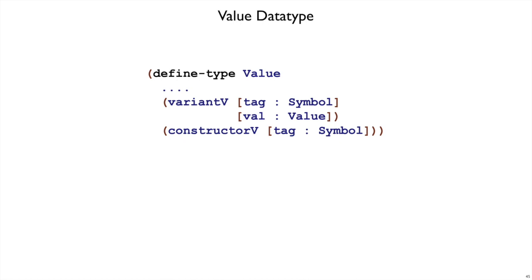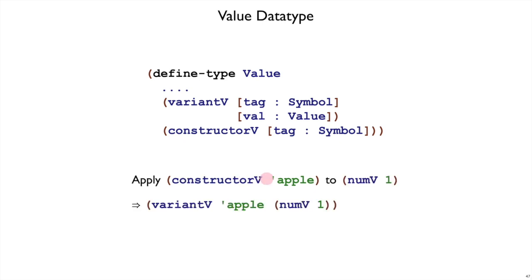To implement curly with let type, our examples show that we needed two new kinds of values, a variant v and a constructor v. Constructor v again is for a constructor like apple or banana, something that can be applied to a value to create a variant value. So when we apply constructor v apple to num v1, then we're going to get a variant v tagged with apple and the num v1. Right? So this curly value applied to this curly value will give us this other curly value.